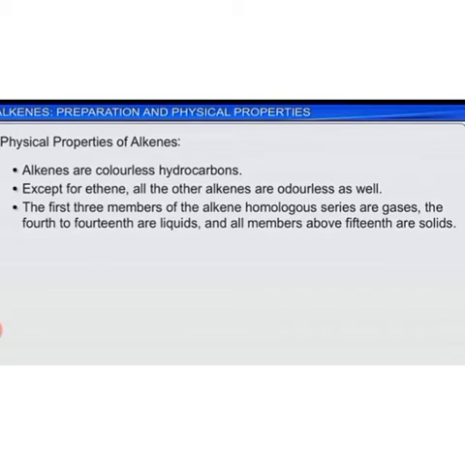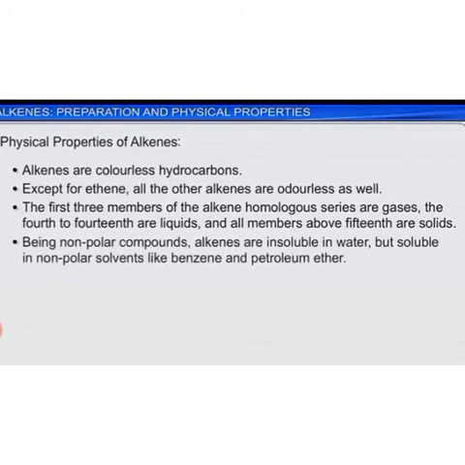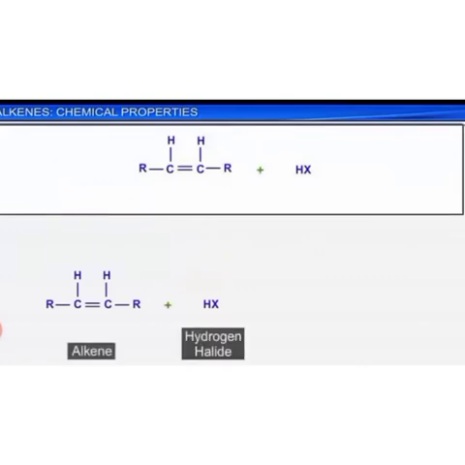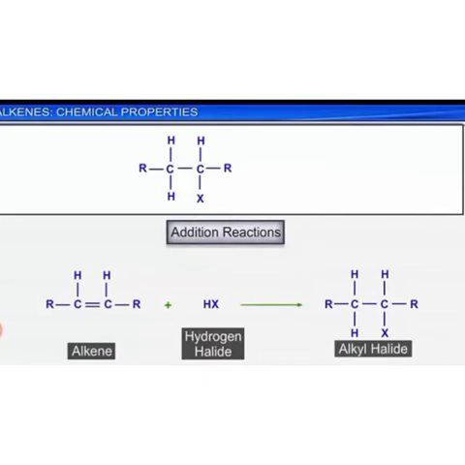Being non-polar compounds, alkenes are insoluble in water, but soluble in non-polar solvents like benzene and petroleum ether. Alkenes are unsaturated hydrocarbons consisting of a sigma bond and a pi bond. The typical reactions of alkenes involve the breaking of the weak pi bond to form two sigma bonds. Such reactions are called addition reactions.